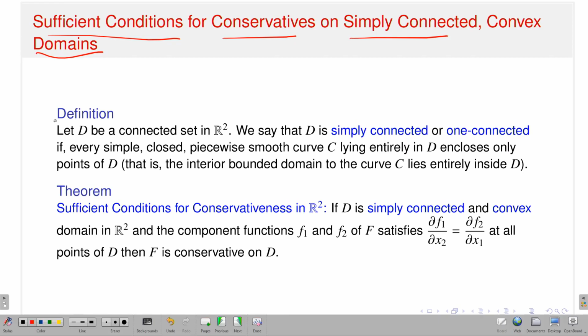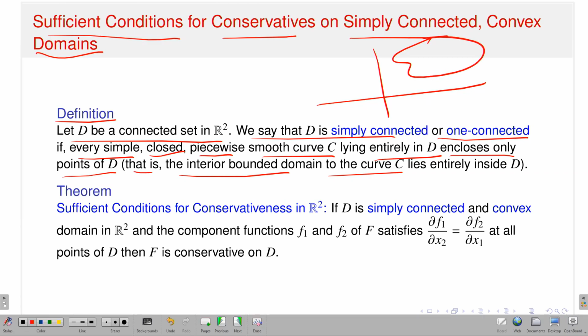So, let me just give some definitions first. Let D be a connected set in R2. Connected set I have discussed in the very first couple of lectures. We say that D is simply connected or one connected if every simple closed piecewise smooth curve C lying entirely in D encloses only points of D. That is, the interior bounded domain of the curve C lies entirely inside D. So, therefore, if I have a domain D, it says that it is simply connected.